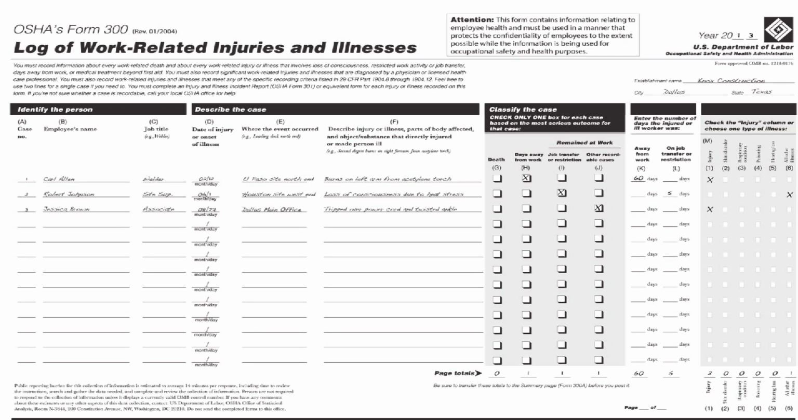After you have filled in the basic information about the case, you must classify it by checking one box only in columns G through J. It is again important to note that each case should be classified only once, according to the most severe result of the incident, with death being the most severe and other recordable case being the least severe.